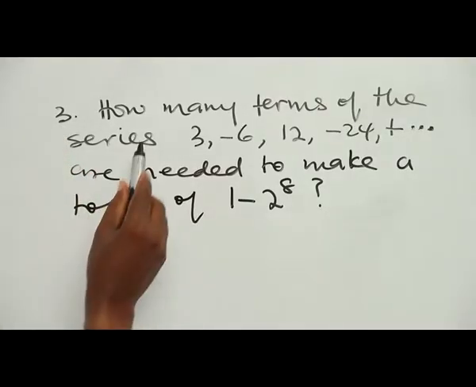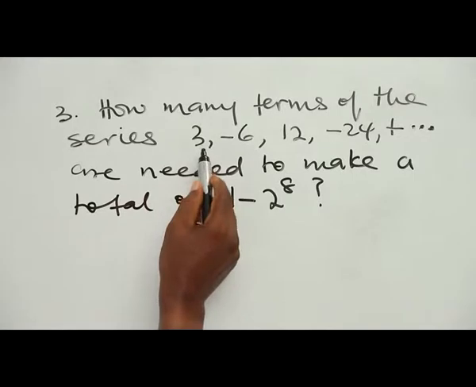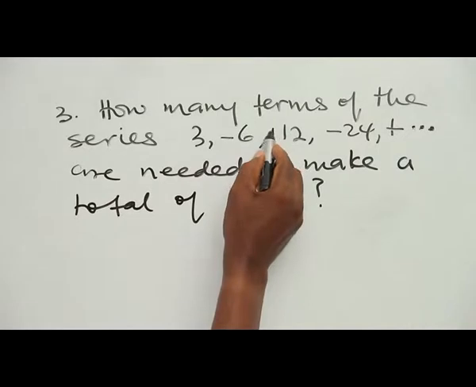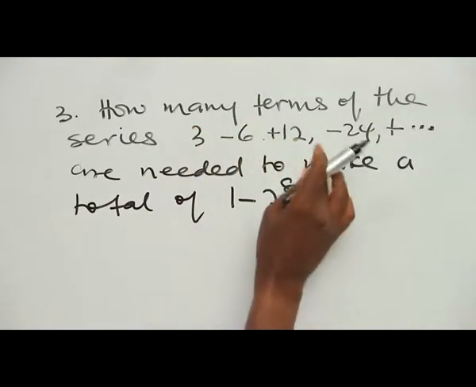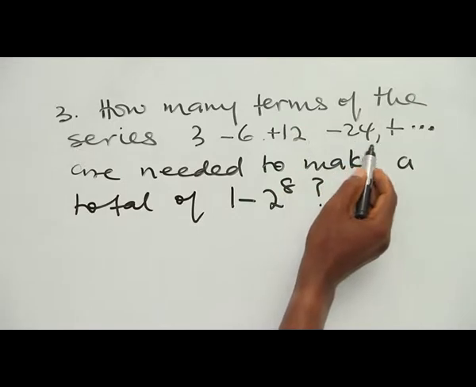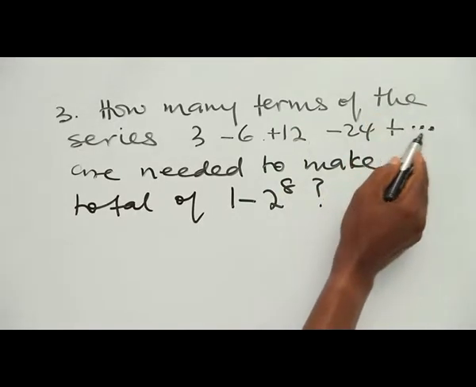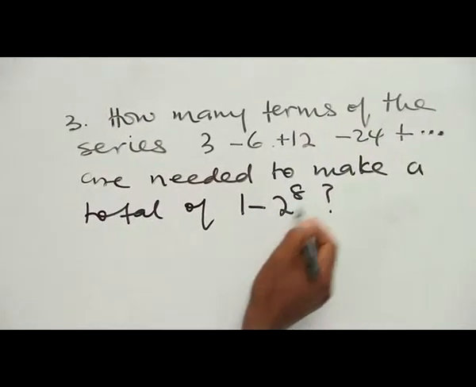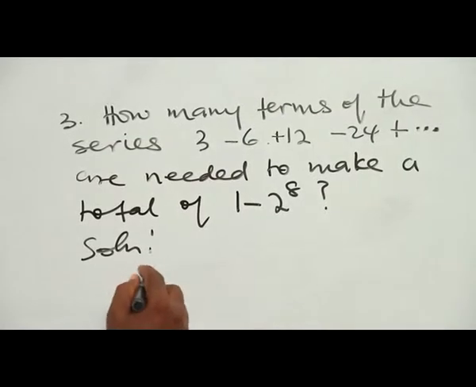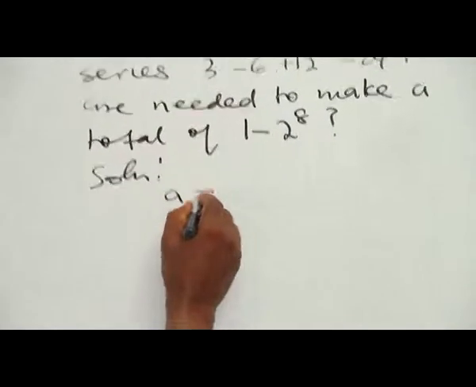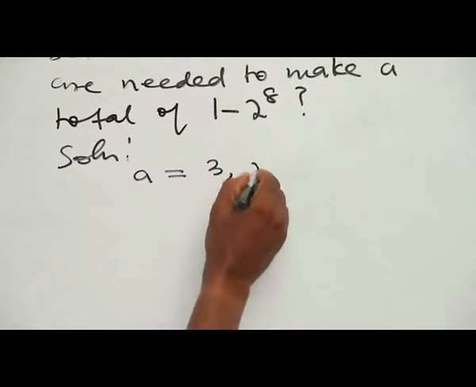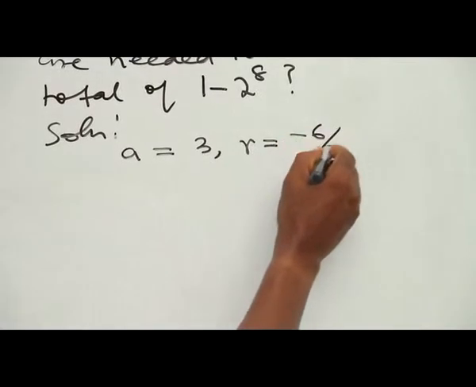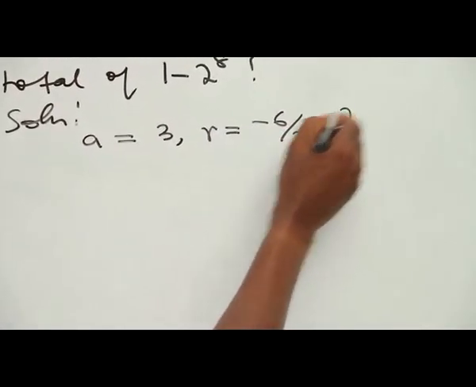Example 3. How many terms of the series 3 minus 6 plus 12 minus 24 plus ellipses are needed to make a total of 1 minus 2 raised to power 8? Our solution, a here is equal to 3. Our r here, that is the common ratio, is minus 6 all over 3, which is equal to minus 2.